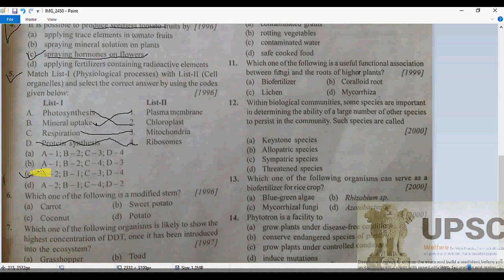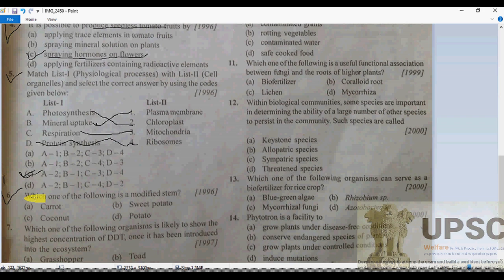Why is it so? Once again I repeat the explanation: photosynthesis occurs in green plants with the help of the chloroplast, and the plasma membrane is a membrane that transports minerals. Cellular respiration is related to the mitochondria, by which energy is released, and the ribosome helps in protein synthesis. That's why C will be the correct answer.